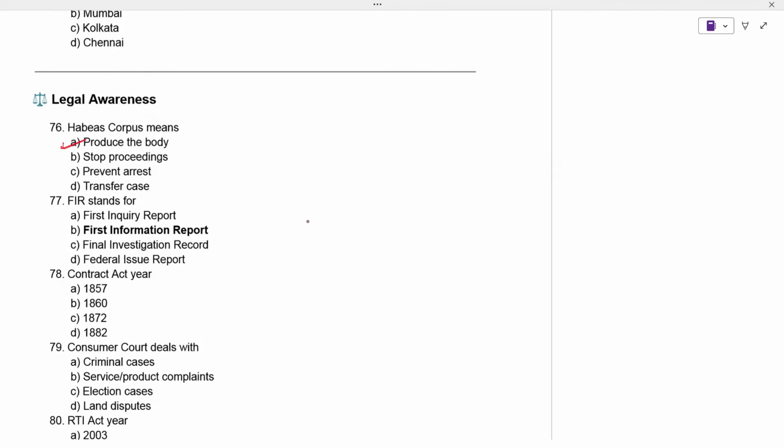It's one of the writs. What's a writ and all? Come on, attend our polity classes. You will get that also, right?